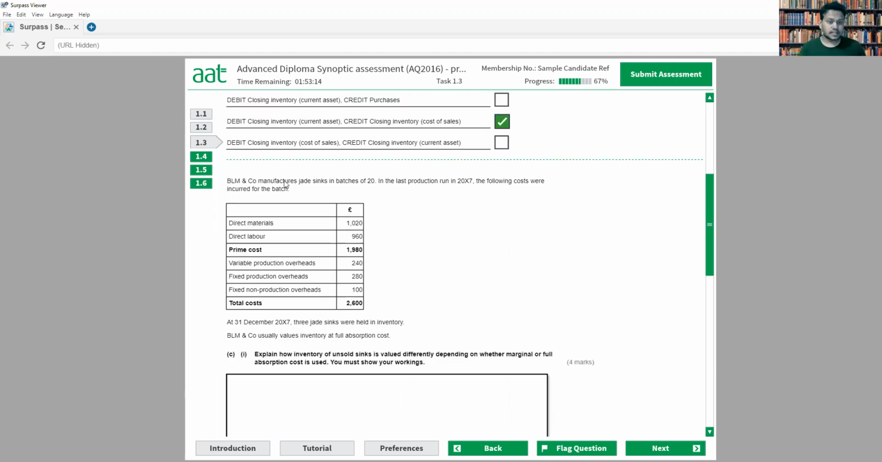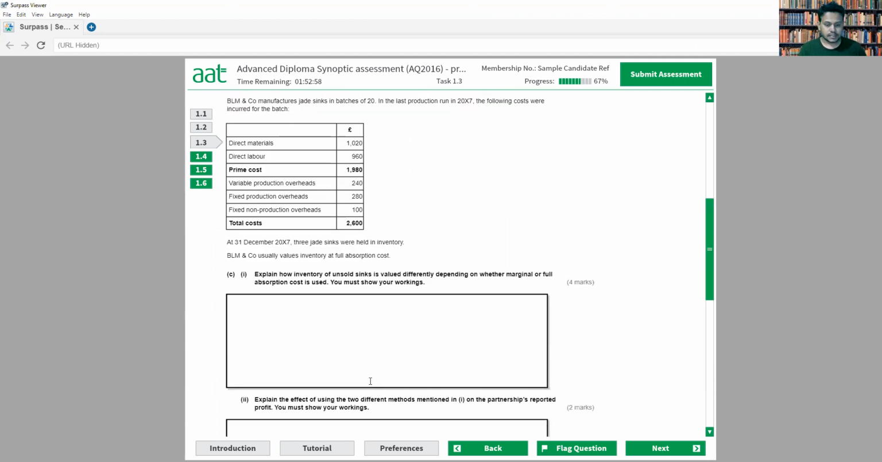The next one here says BLM and Co manufacture jet sinks in batches of 20. So in one batch, there are 20 units. In the last production run, 2017, the following costs were incurred for the batch. So this is the cost we have here. We have direct material and direct labor, that's the variable cost. And these two direct costs together, we call prime cost. Then we have a variable production overhead, a fixed production overhead and a fixed non-production overhead.